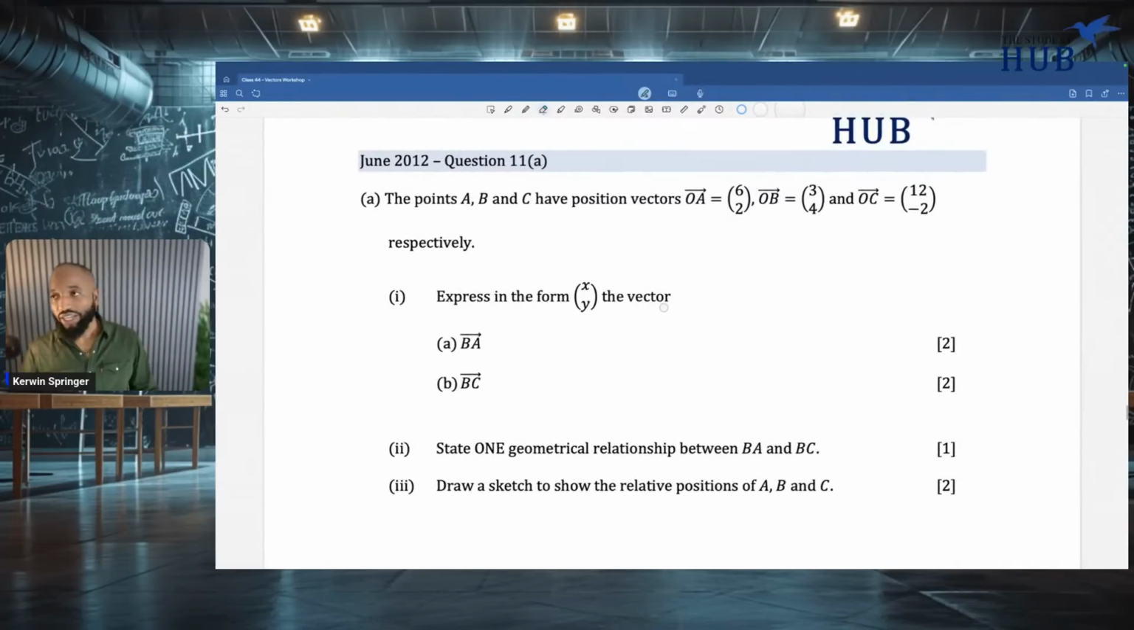So after we finish this vectors workshop, we're going to just switch over into matrix transformation. Or do you want to go one more time, or do you want a little mini break?